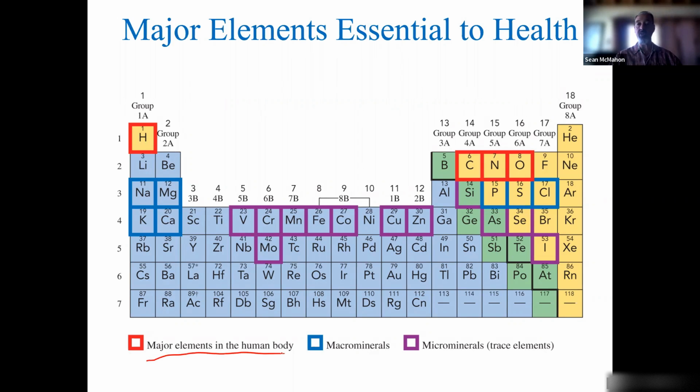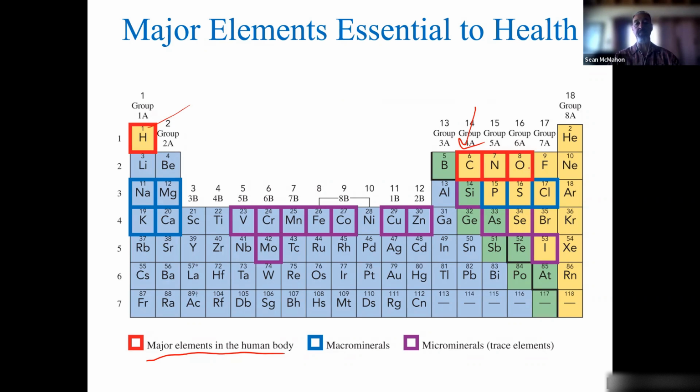So most organic compounds, the framework or the backbone of all your organic compounds, or let's say your macromolecules of carbohydrates, proteins, lipids, and nucleic acids, they have a carbon backbone. They tend to have a lot of hydrogens bound to them, and then also sometimes nitrogen and oxygen, okay?